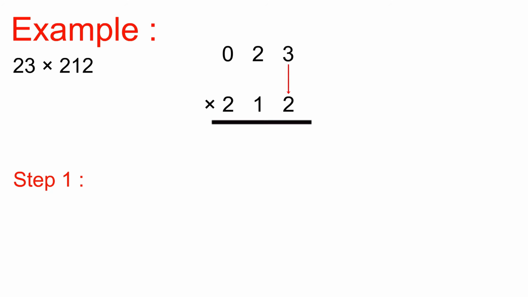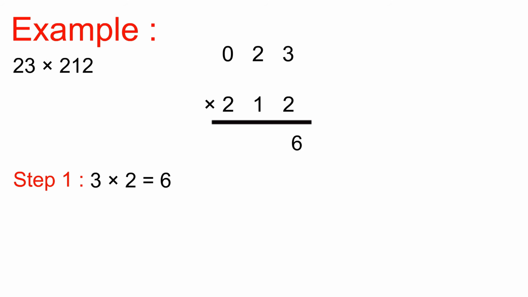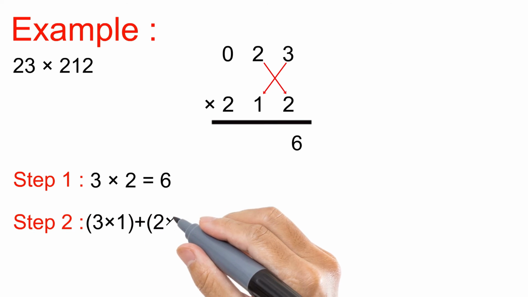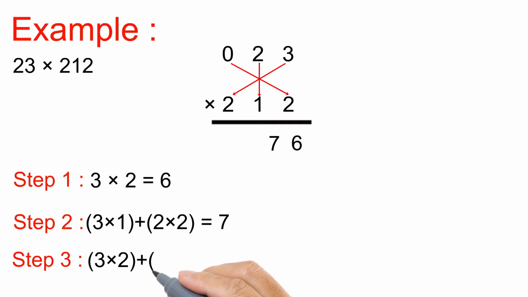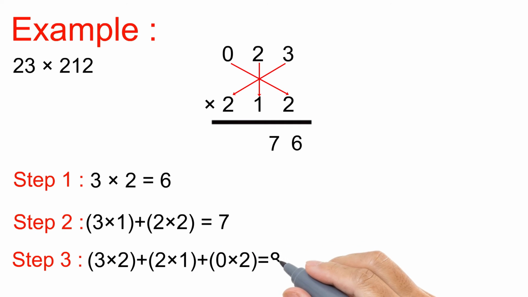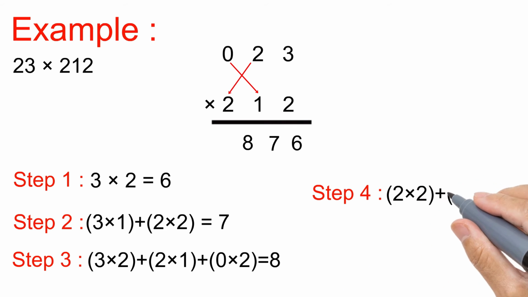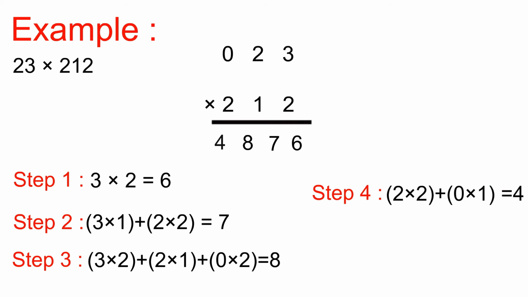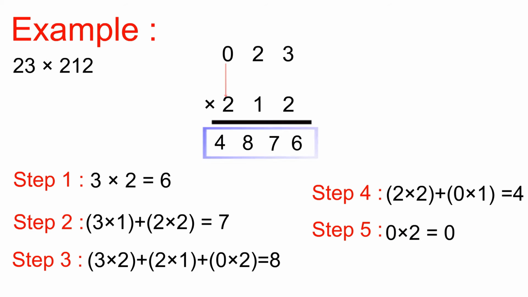So, step 1, multiply unit digits. 3 into 2 is equal to 6. Step 2 is cross multiplication of 3 into 1 plus 2 into 2, which is equal to 7. Next, according to step 3, multiply 3 into 2 plus 2 into 1 plus 0 into 2, which is 8. Next, multiply 2 into 2 plus 0 into 1, which gives us 4. Lastly, 0 into 2 is equal to 0. So the final answer is 4876.